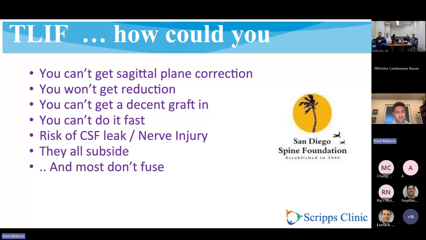They all subside, and most don't fuse. I mean, there is a subsidence issue. Most do fuse, although I would say that this is the one surgery where I still use BMP. I just use pure demineralized bone matrix fibers for ALIFs and laterals, and we've shown that to be effective and fuse at a high rate. But in MIS TLIF, I just don't think there's enough contact, even with bioactive 3D titanium implants. So I still use an extra small BMP.